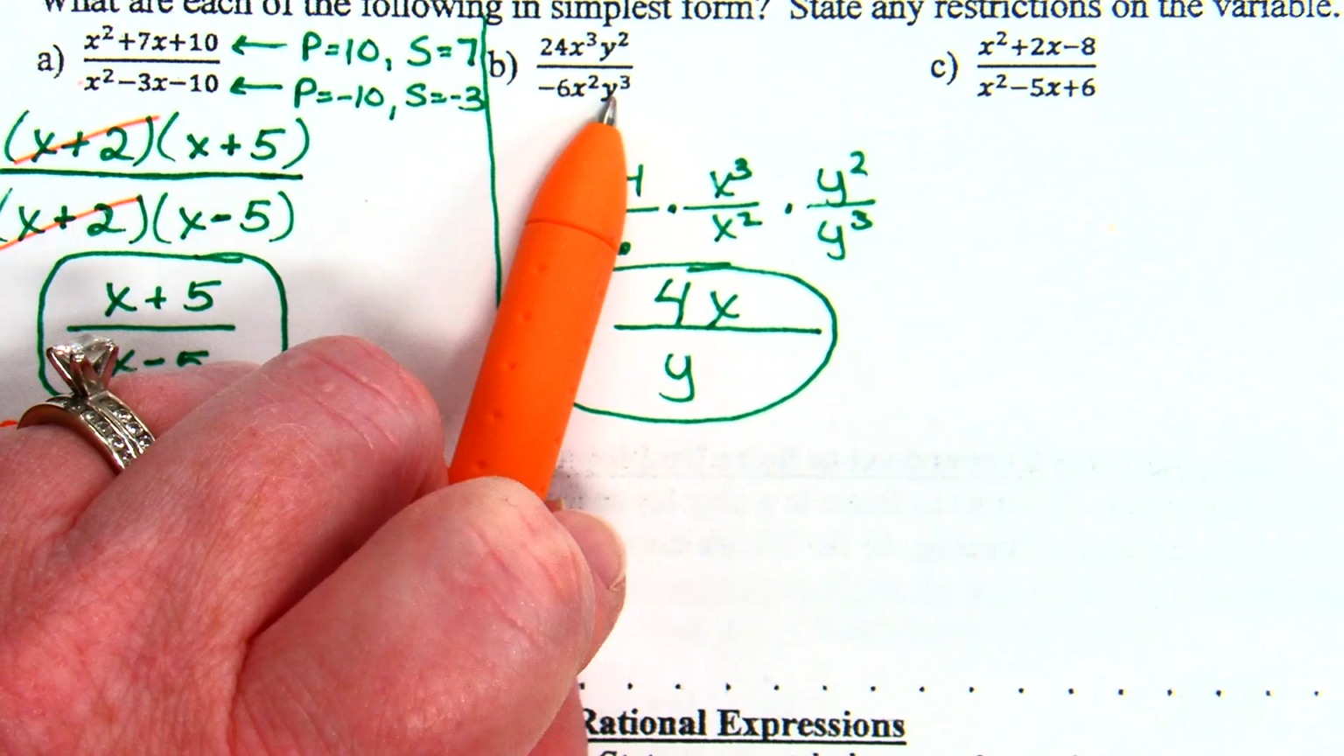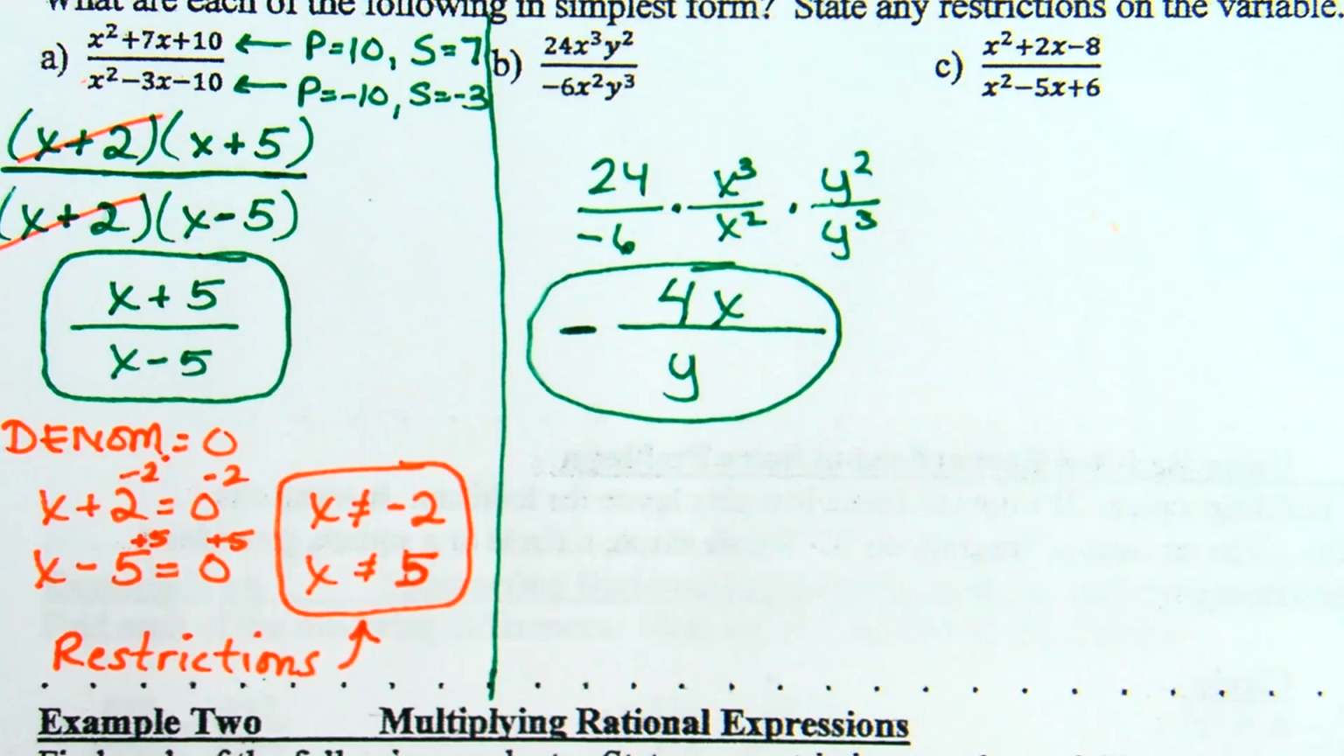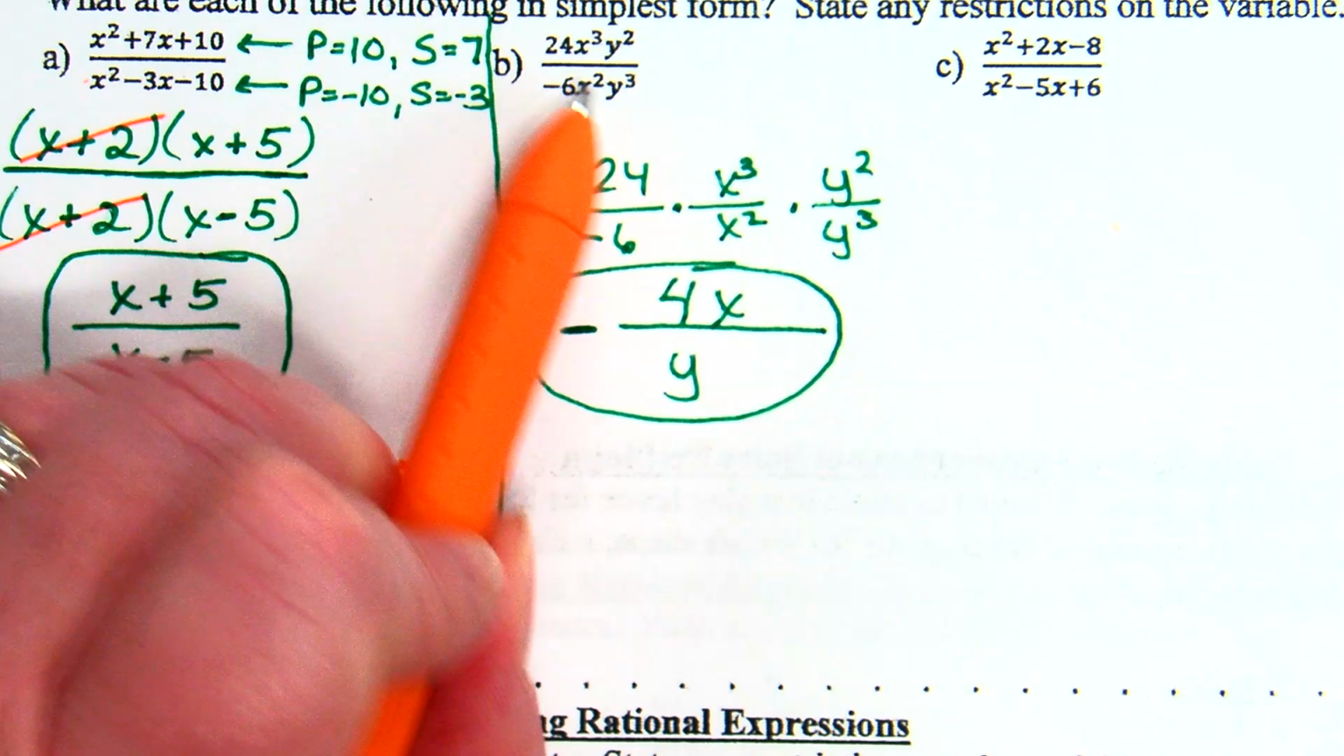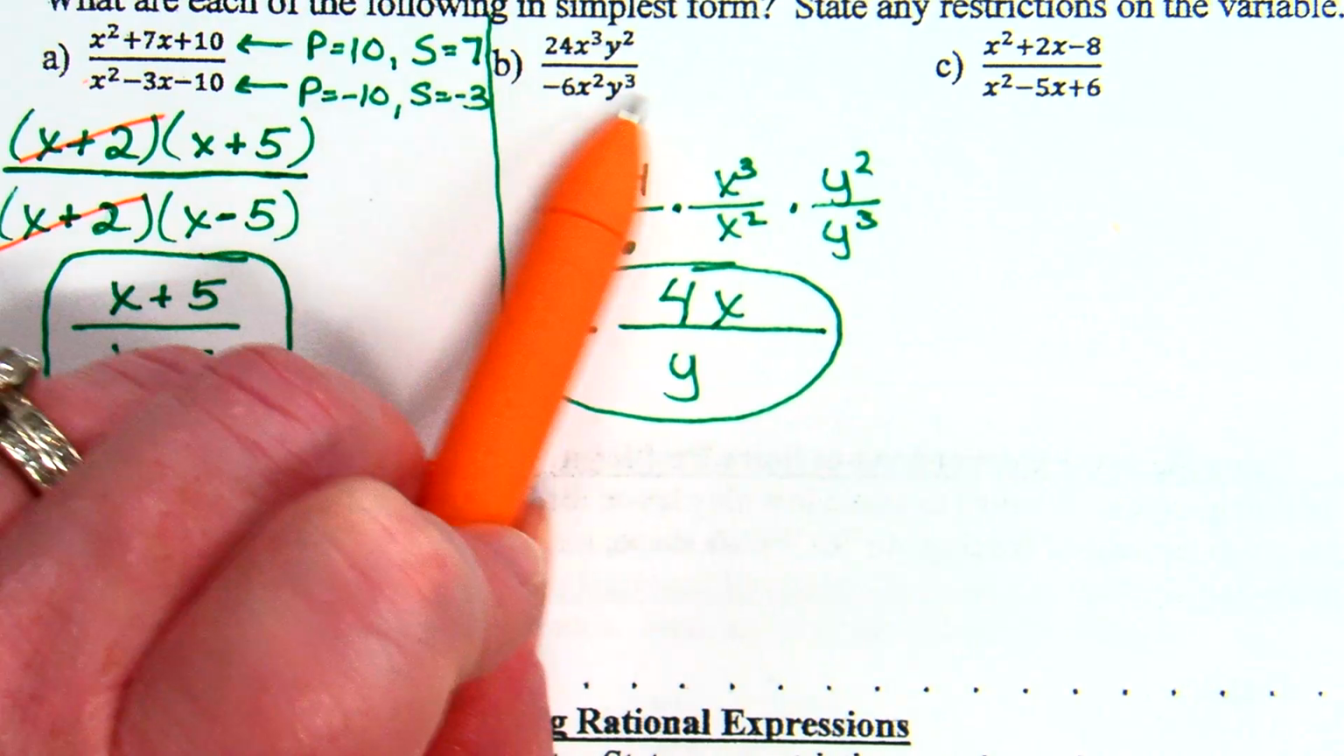There's another one. Y can't equal 0. And x can't equal 0, right? Because what if x was 0? 0 squared is 0, and 0 times the rest of that denominator would be 0. So again, as I said, this one is a little bit different.